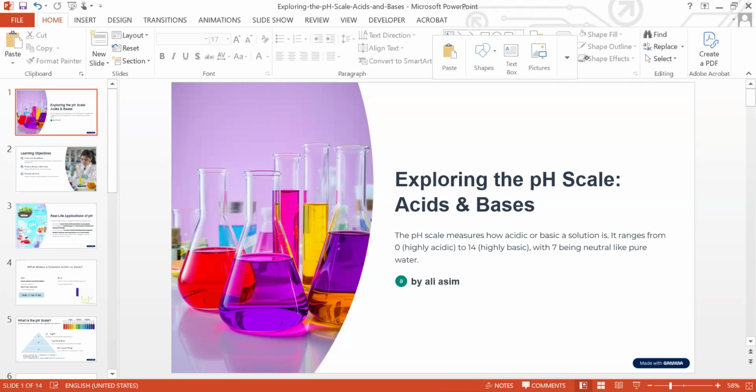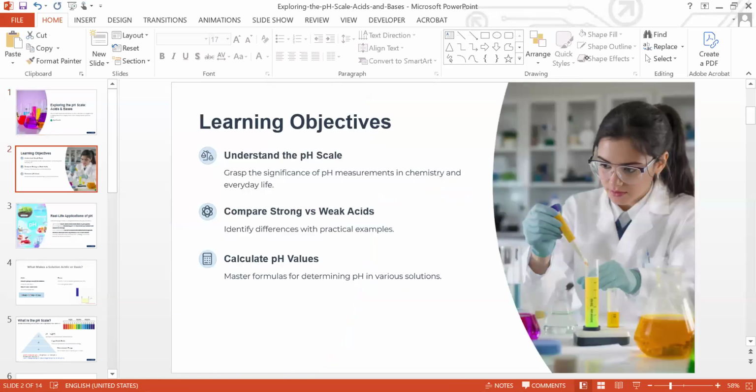Today we are going to discuss the pH and we will calculate the pH of a strong acid and a weak acid. Here are the learning objectives. Understand what the pH scale is, compare strong and weak acids, and then calculate the pH for a strong acid and a weak acid.